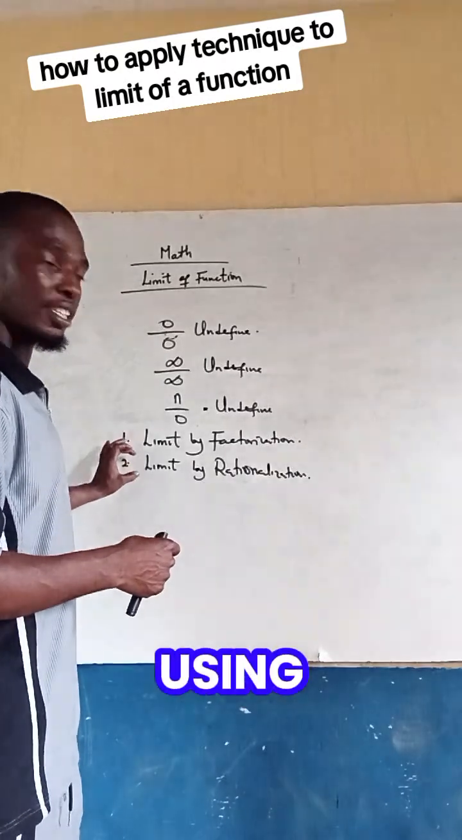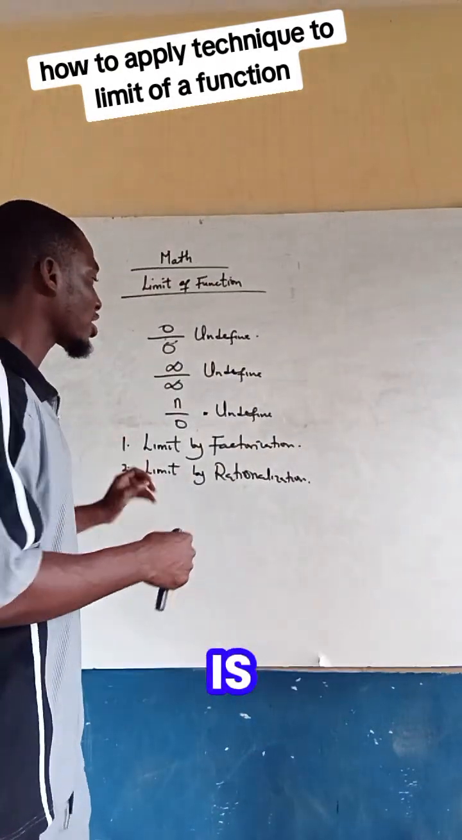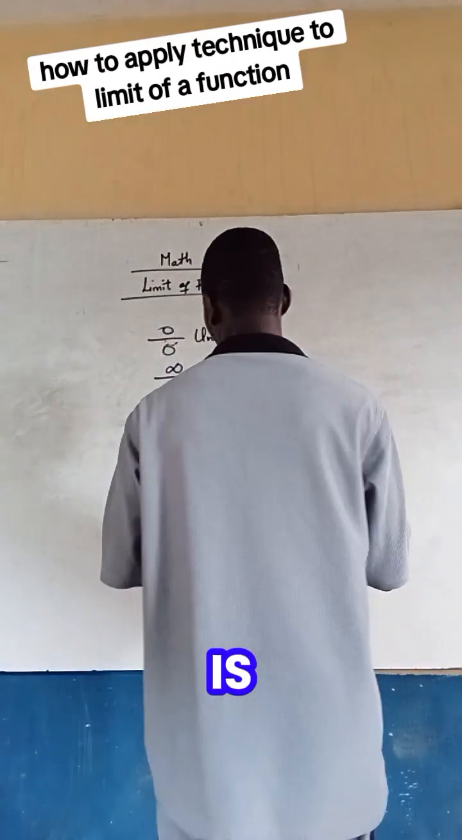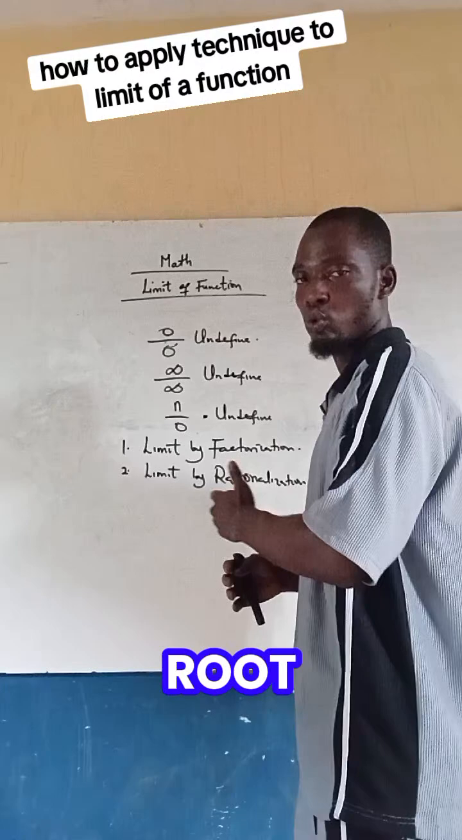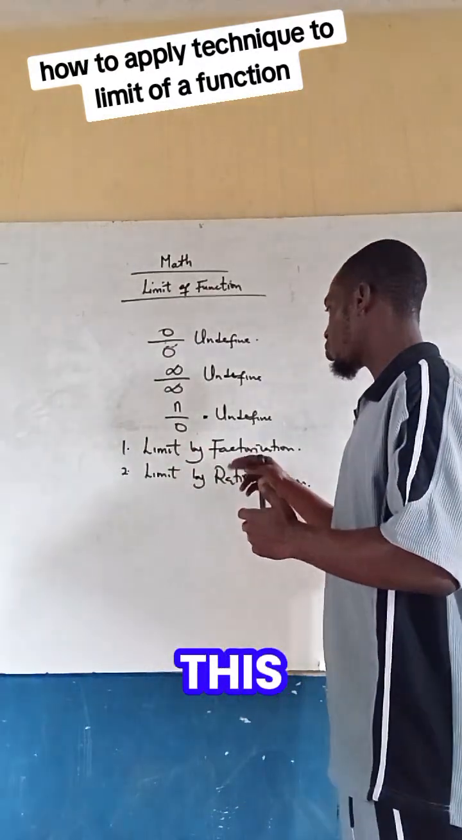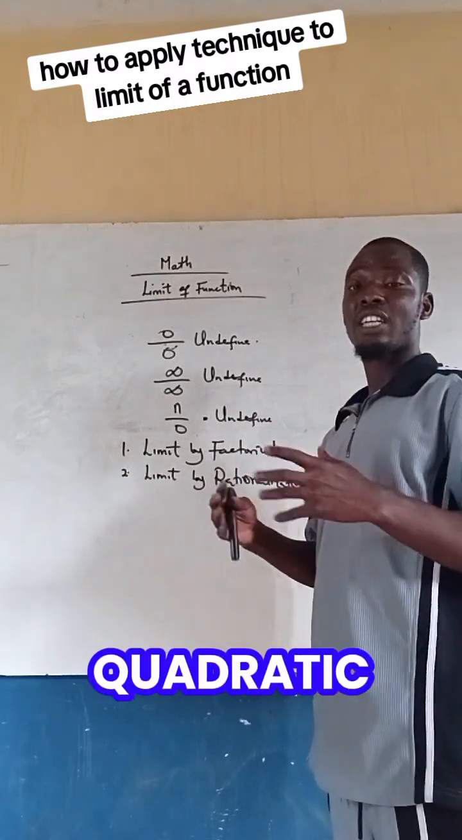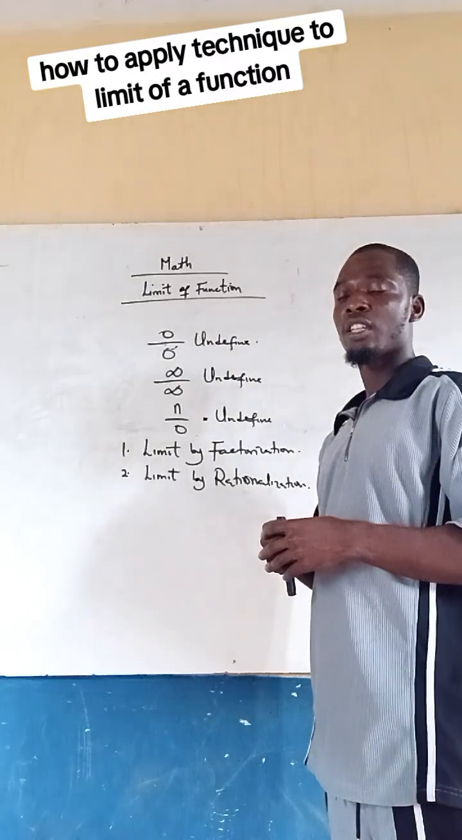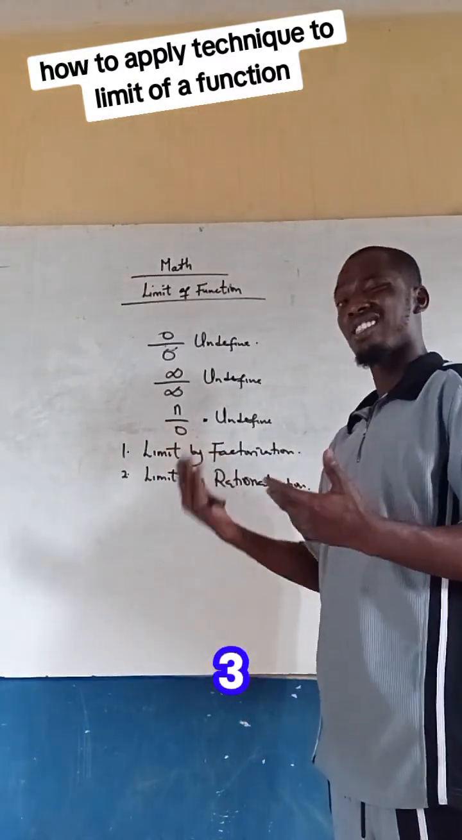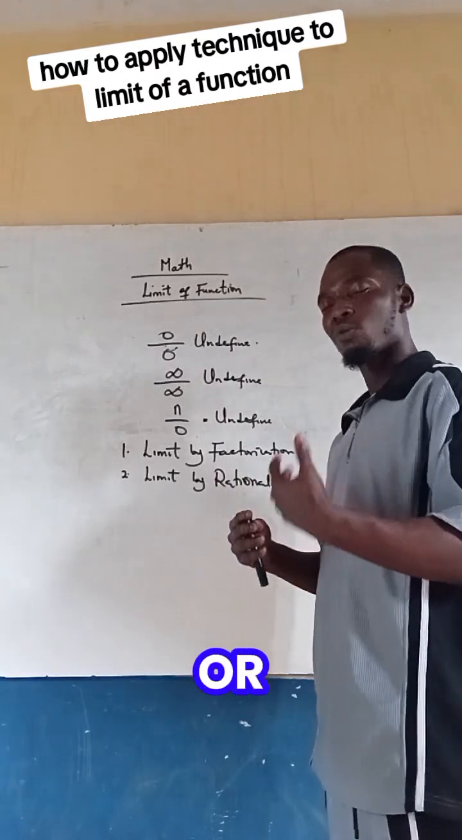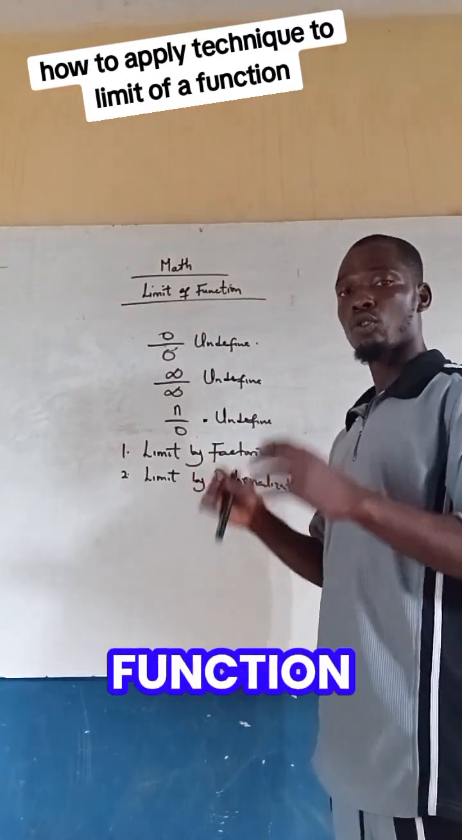Here I'll be using this rationalization. It is the one for a function that has to do with a root. But this works like, let me say, a quadratic function, having the power of 2 or 3, sometimes 3 or 2, but a quadratic function maybe.